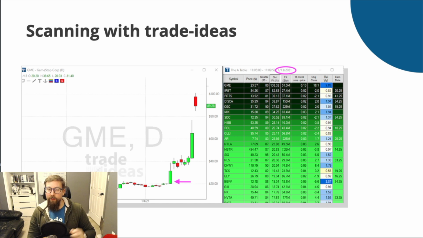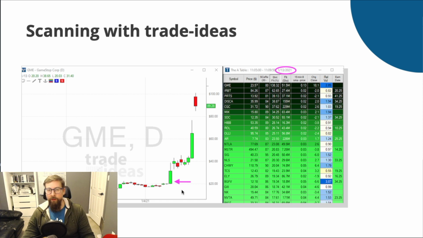This is a scan that Steve and Andy over at Trade Ideas call the A table. It's essentially looking for stocks that score very, very highly on our stock ranking system, but are also incredibly short. So what I did here is I kind of rewound back to January 13th when GME was down by this pink arrow, and showed that it was at the top of this list.